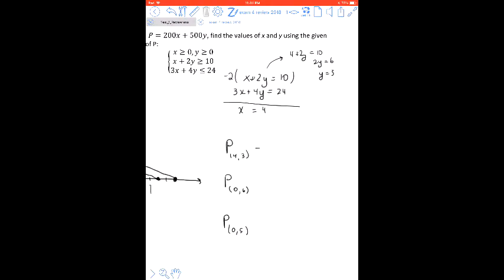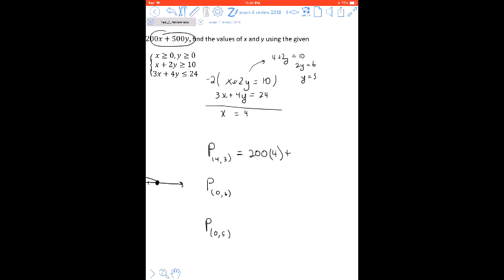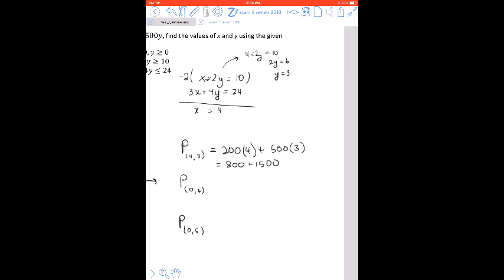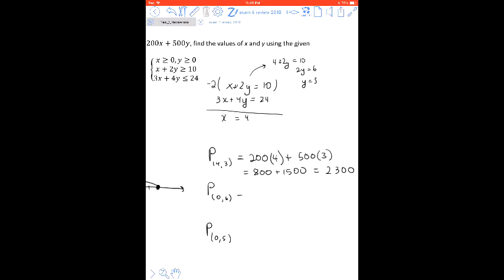So it's going to be 200 times 4. So I'm just plugging these into the objective function there. Plus 500 times 3. That's 800 plus 1500, which is 2300.